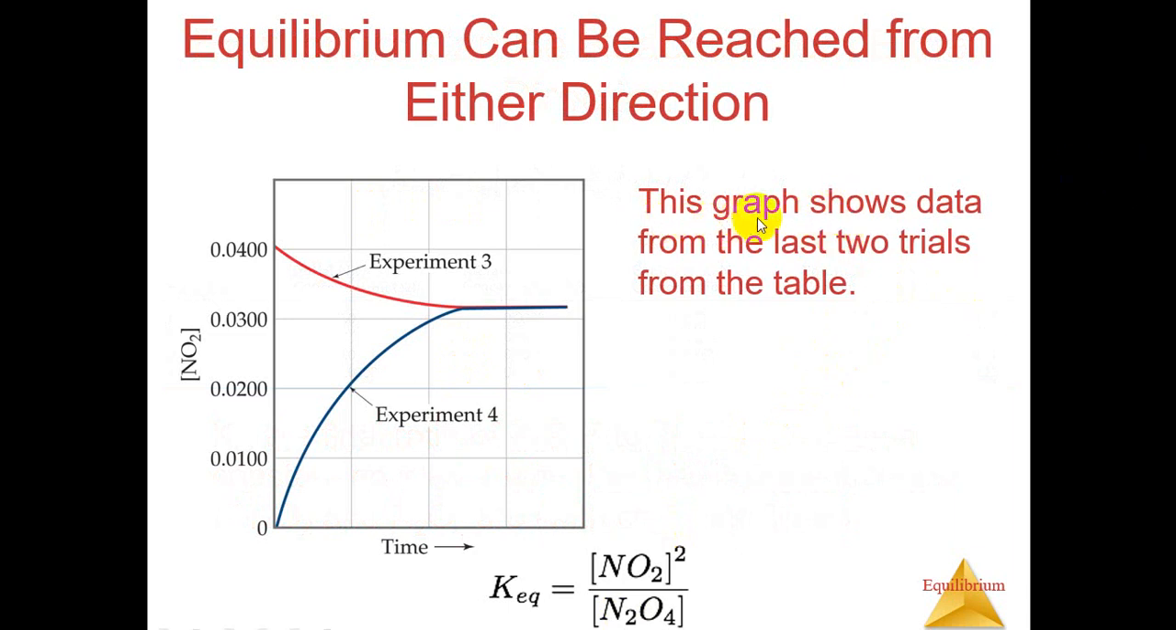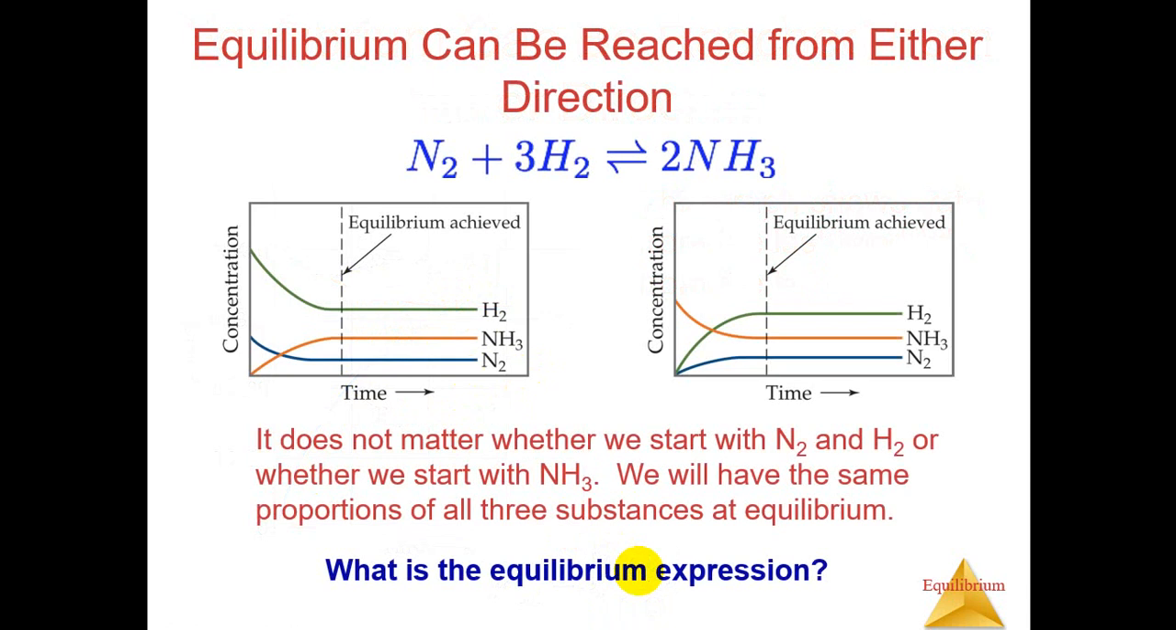This graph shows data from the last 2 trials from the table. Experiment 3 is the forward reaction, experiment 4 is the backward reaction. This is what we were computing. It's already done. Still explaining why equilibrium can be reached from either direction. We have nitrogen gas N2, then 3 molecules of hydrogen gas, then 2 molecules of ammonia gas. They are all gas.